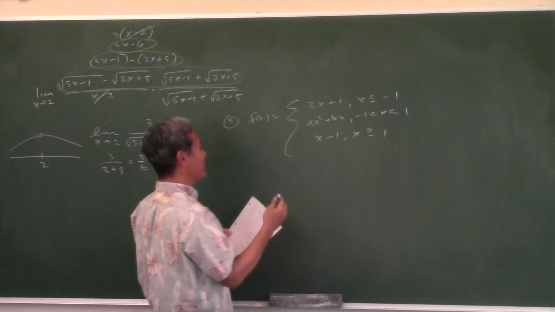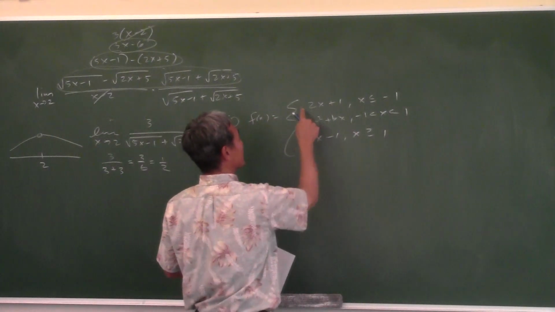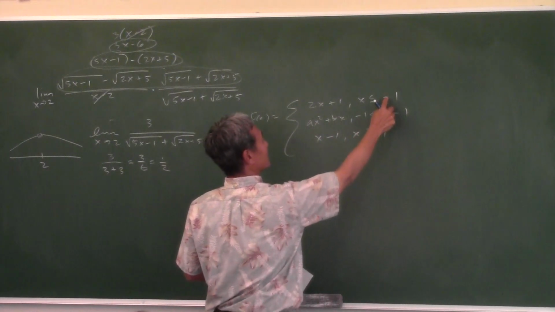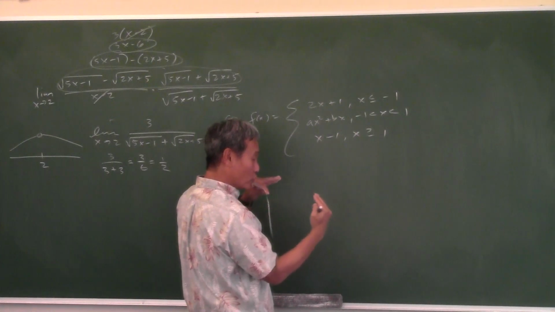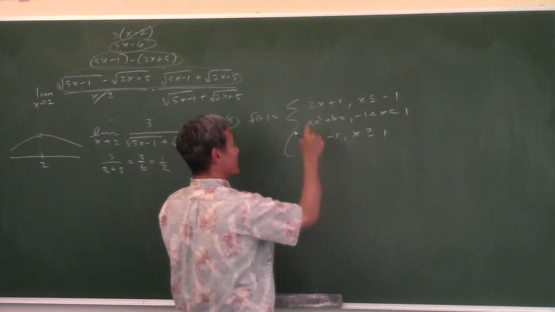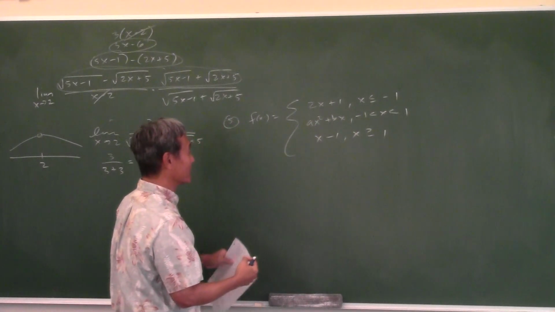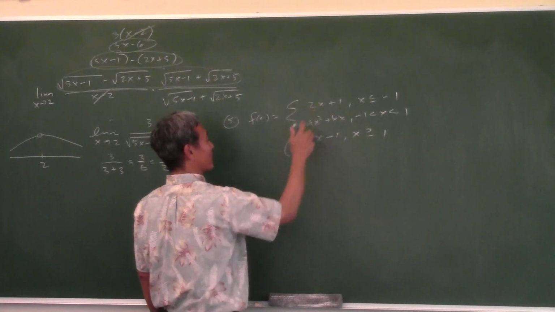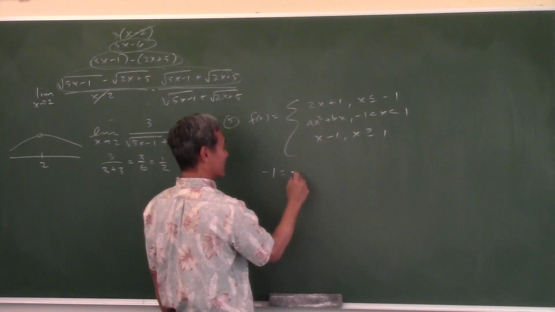Find the values of a and b so that this function will be continuous. So, where do the first two pieces meet? When x is what? If they're going to actually meet, then the two y-coordinates got to be the same. So, if I plug in negative 1 here and negative 1 there, you have to get the same value. So plug in negative 1 here.